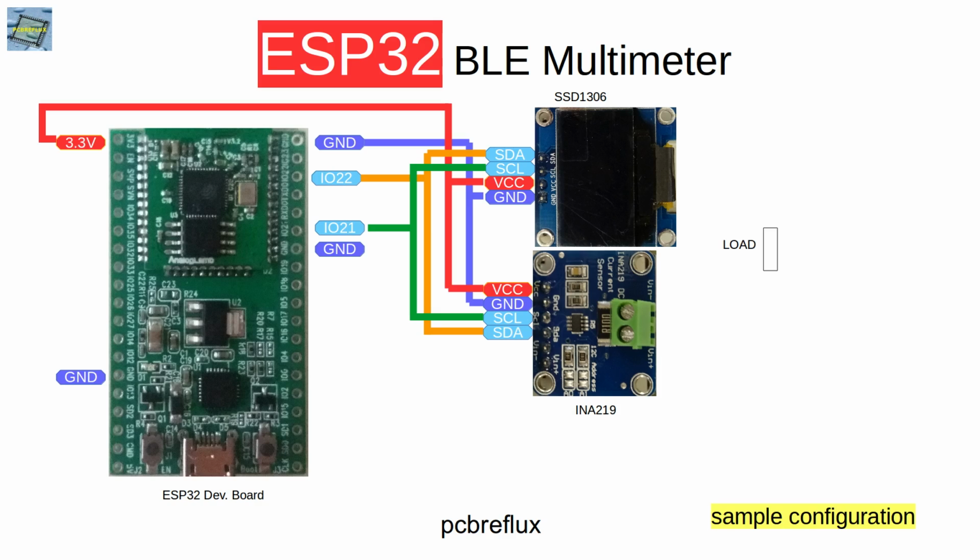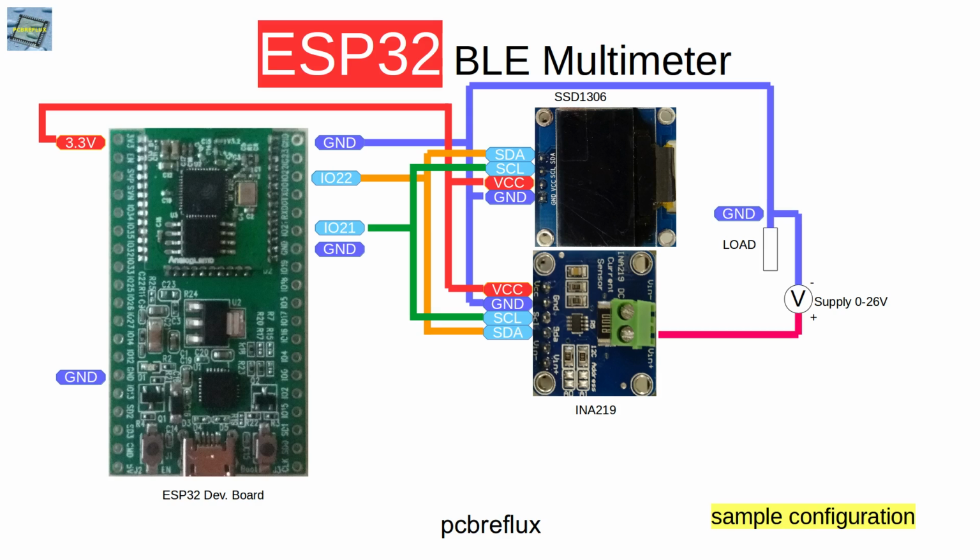And if we want to measure the voltage and current on a load, we need a power supply. We can use one with the INA219 from 0 to 26 volt. And then we connect the ground to the load and also to the power supply. And the positive line from the power supply goes to the VIN plus and back from the VIN minus to the load. And that's it.